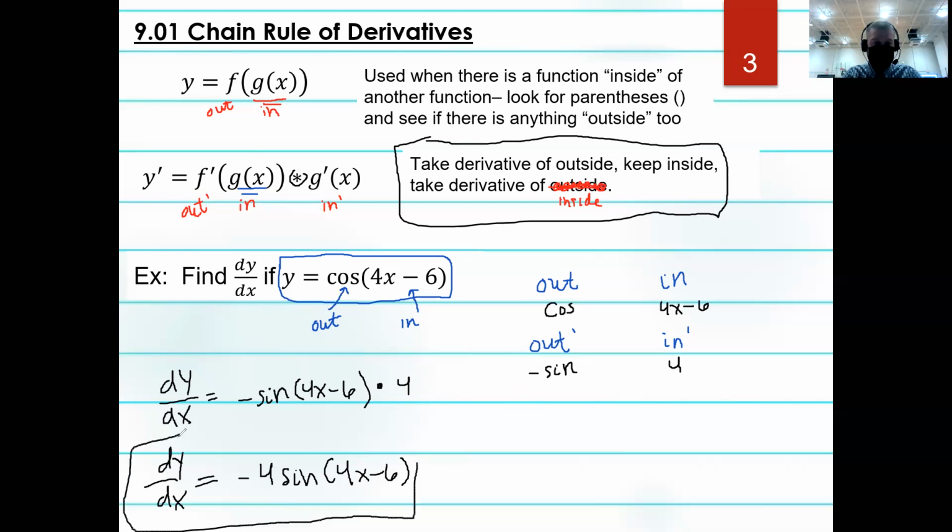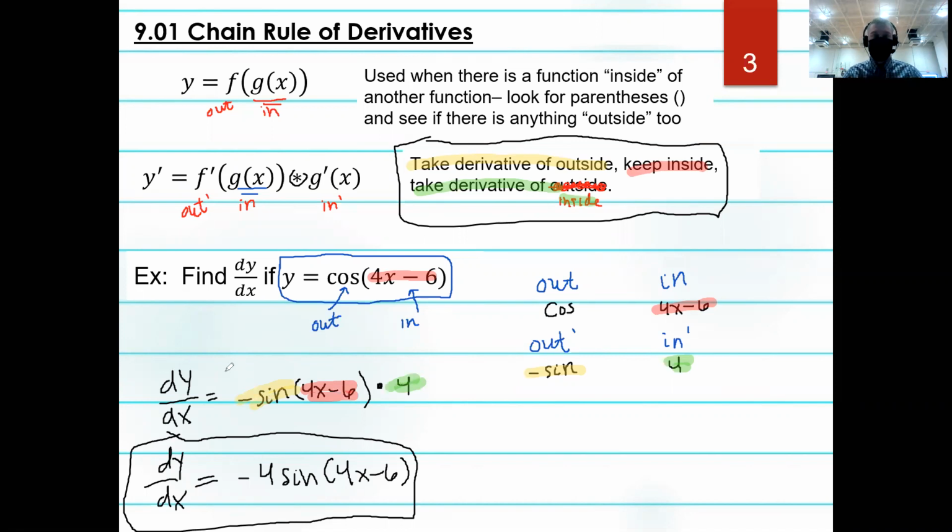So let's just walk through and make sure that our order is tight here. Take the derivative of the outside. That's where that comes from. Then we keep the inside the same. So whatever that inside function was, we keep it. And then finally, we multiply times the derivative of the inside. So there's my inside, which was 4. So if you can get that order, it's just a matter of rearranging it.